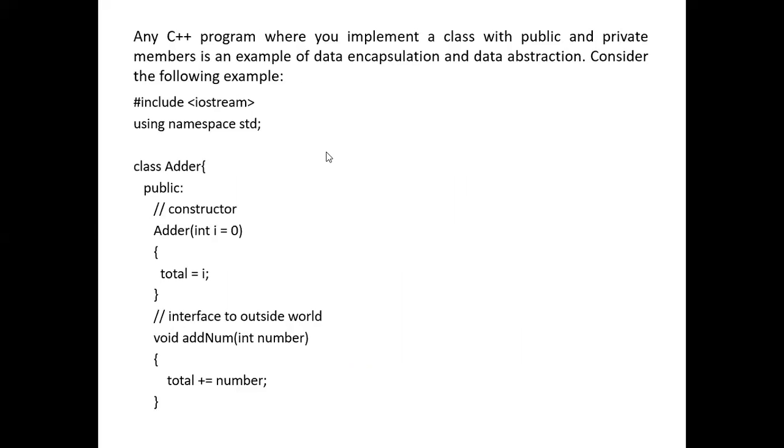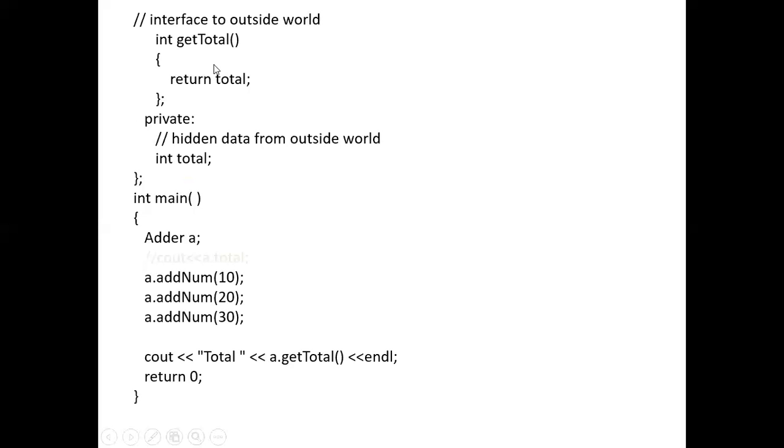Now this is one program that we already know. This is a program with a class called Adder. In this class we have a public constructor that initializes the value. We already know how the constructor works. Then we have a public function addNum that takes a number and adds it to total. And then we have another function, getTotal, which returns the total. Finally, we have a private integer variable, total.